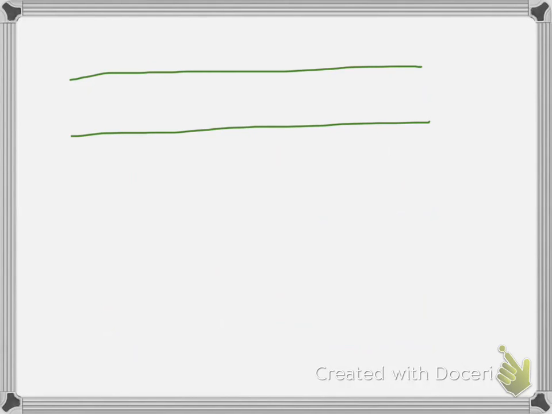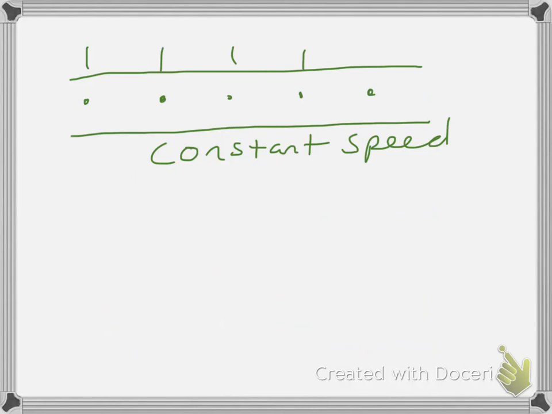So if we have a motion map that looks something like this, where they're pretty evenly spaced, then we can tell that car, minus that last one there, is going at a constant speed. Okay? Because the amount of distance that it's covering every second remains pretty much the same, and speed is just distance over time.